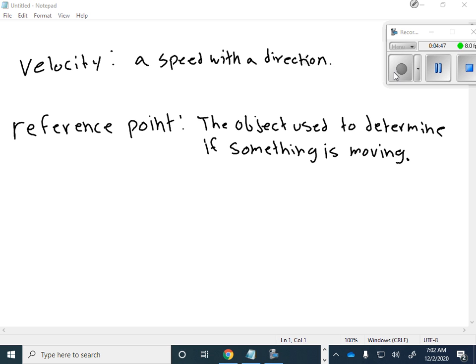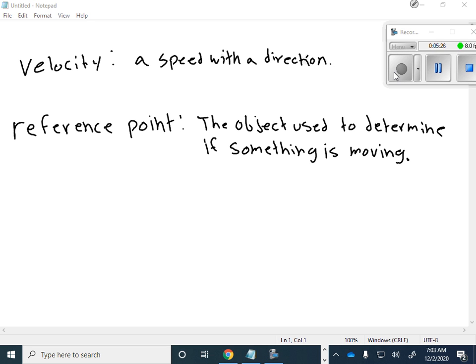For example, if we had a car traveling down the highway at 70 miles per hour north in one lane, and a car traveling down the highway north at 70 miles per hour in the other lane, and they're right next to each other, and you're in one car and you use the other car to reference whether or not you're moving, then you would think that you were not moving because that car stays with you the whole time. And so because your reference point is the car, it appears like you are not moving even though you actually are.